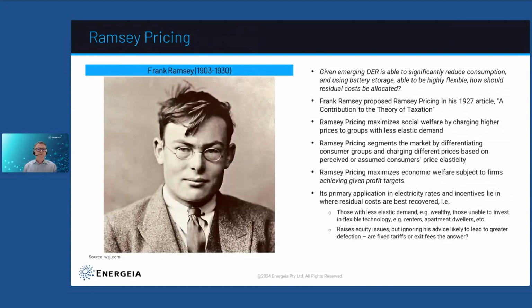So given emerging DER is able to significantly reduce consumption and using battery storage able to be highly flexible, how should residual costs be allocated? Now, let me first speak to residual costs. So long run marginal costs are forward looking costs that are able to be avoided in the long run. And the long run is defined as the time over which all costs are variable.